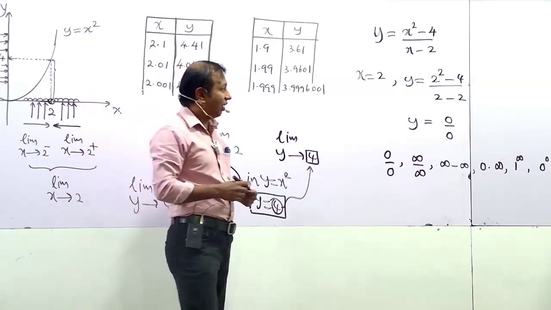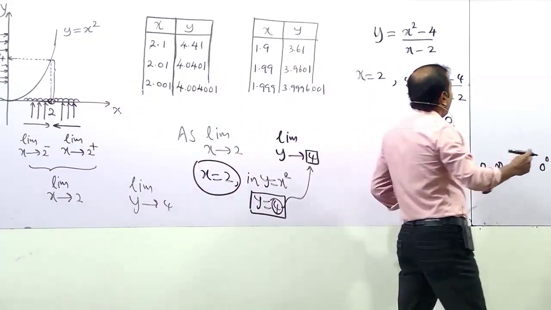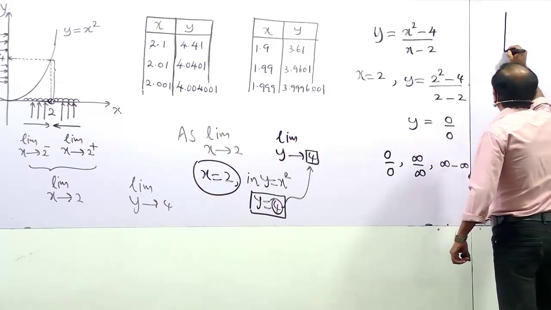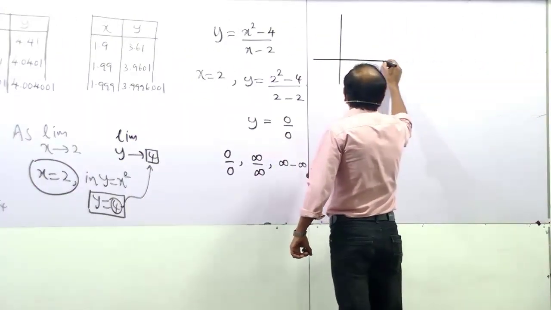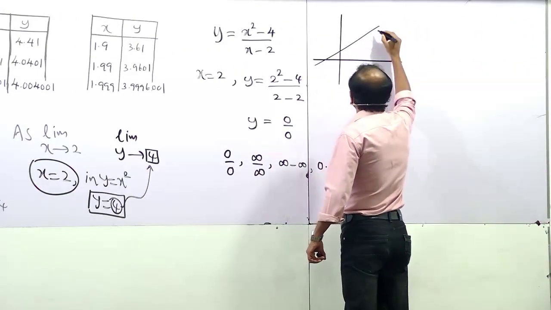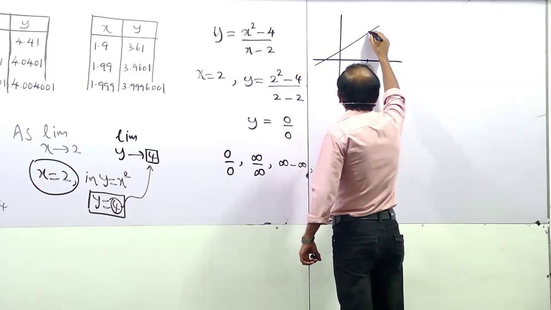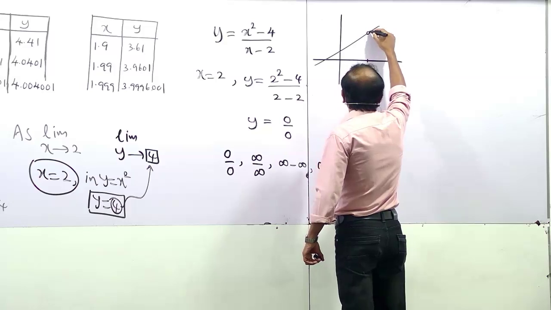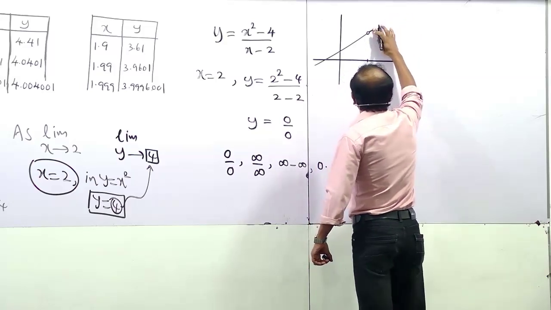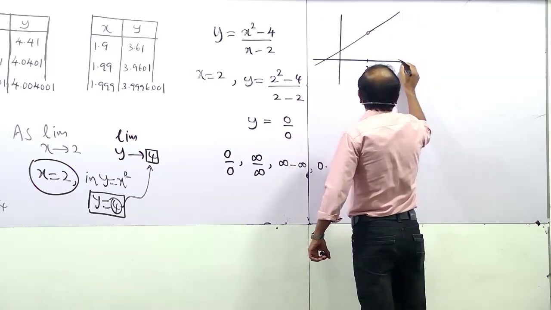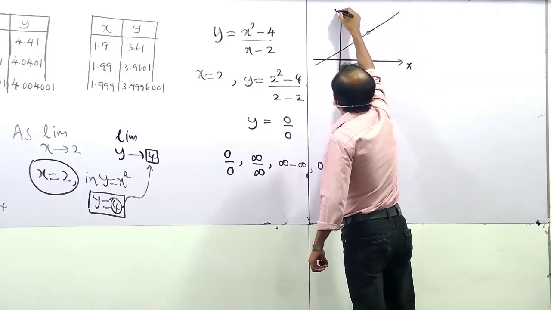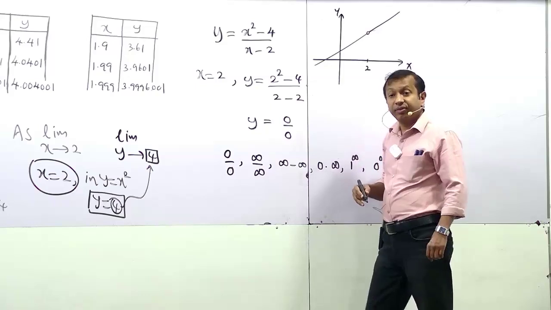Now in this case, I roughly draw this graph. I'll explain how we draw this one. The graph is coming like this. At x equals 2, there is no point on the graph. This is the graph. It's a straight line.